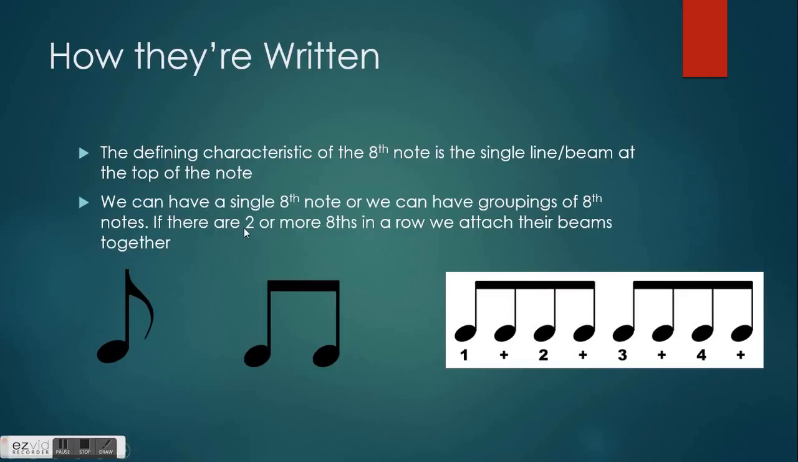So we can have a single eighth note, which is right here. We can have a grouping of eighth notes that's 2 or 4, and so on. If there are more than 2 eighth notes in a row, we attach their beams together, like this. So for the single eighth note, you can just picture that this has been ripped apart and this beam just falls over because there's nothing to support it.